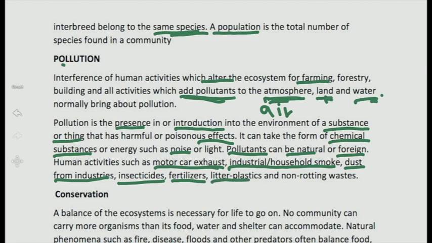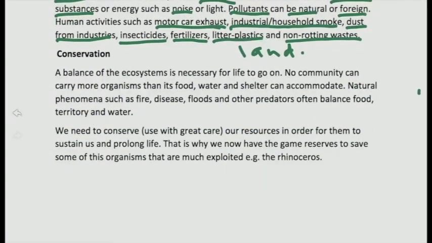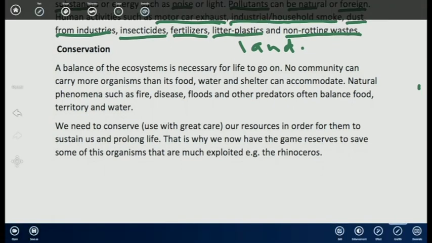Then we have litter, plastic, and also non-rotting waste. When deposited on the land, they become a problem. They cause land pollution. Then, as we continue with this, a balance on the ecosystem is necessary so that life is able to go on. Though we can talk of insecticides destroying this, we do need the insects. The insects need the plants to live. So there must be a balance.